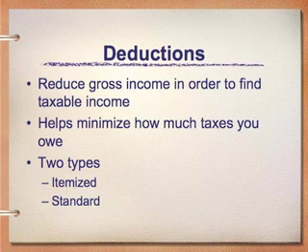So first things first, there's something called deductions. Once you calculate your gross income from your employment activities and other non-employment related activities, there are various expenses that are used to reduce this gross income in order to calculate your taxable income. And there's two different types of deductions: itemized and standard deductions. What's the difference between the two?